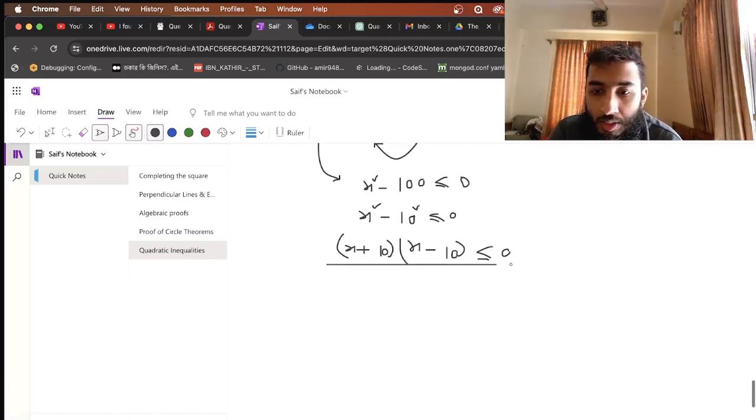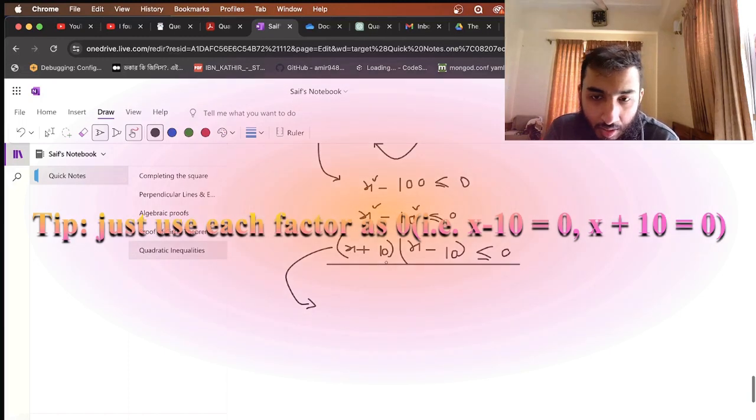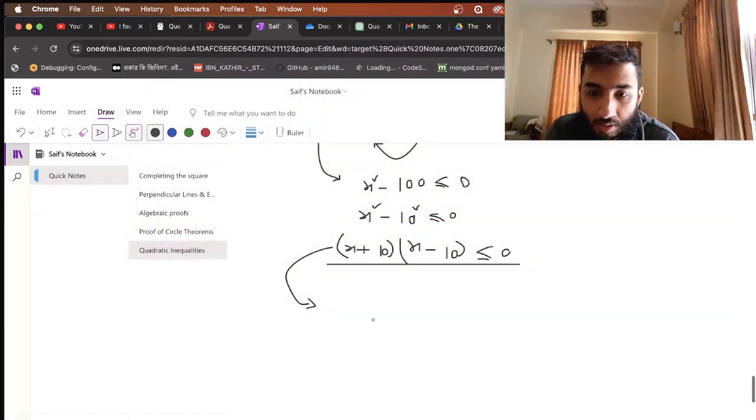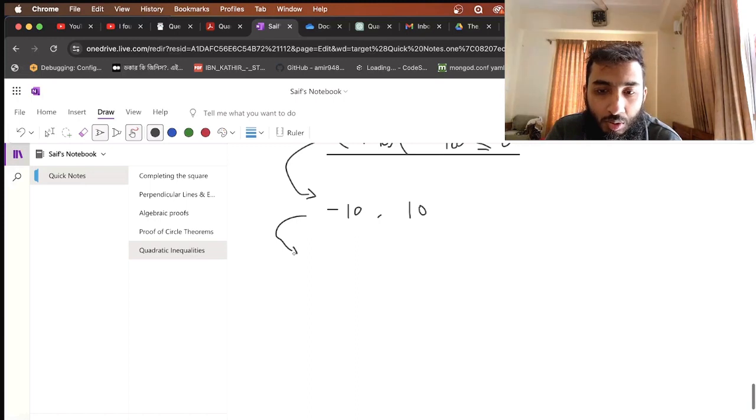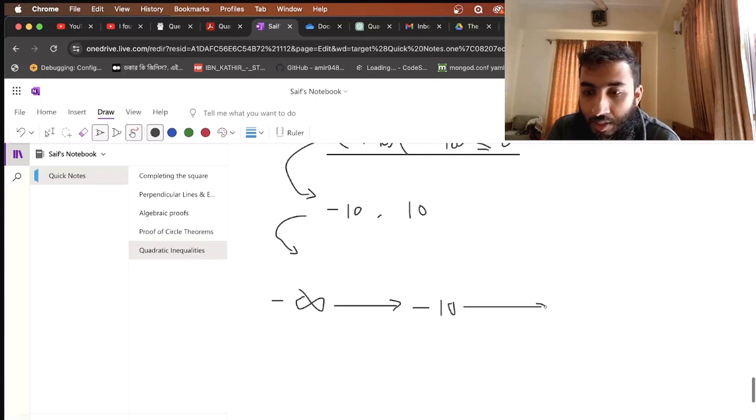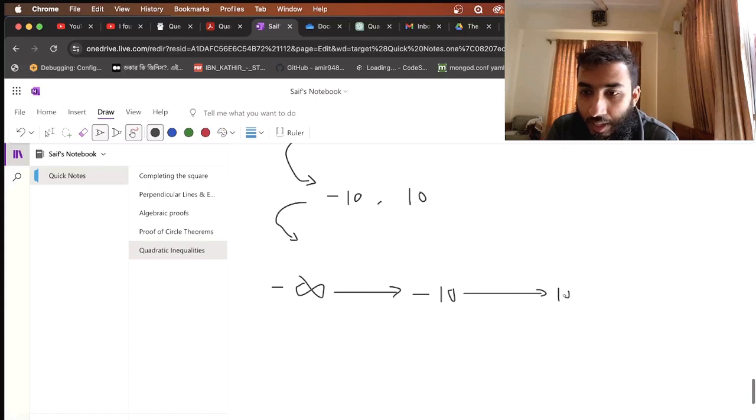So what are the critical points from this inequality? If you look at the critical points, x plus 10 is 0, so x is minus 10, and x minus 10 is 0, so x is 10. So the critical points are minus 10 and 10. Now we have to get the intervals from here. So we have three intervals, which is minus infinity to minus 10, the second interval is from minus 10 to 10, and the third interval is from 10 to positive infinity, right? So this is the first interval, minus infinity to minus 10. This is the second interval, minus 10 to 10, and the third interval is from 10 to infinity.